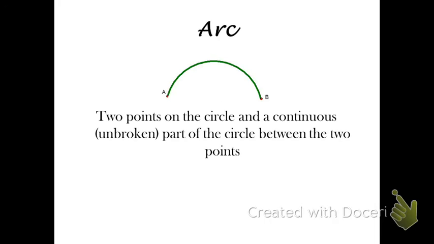So you pick 2 points on the circle, and the continuous unbroken part between those 2 points is called an arc. And the 2 points at the ends of the arc are called endpoints. So a segment has endpoints, so do arcs.